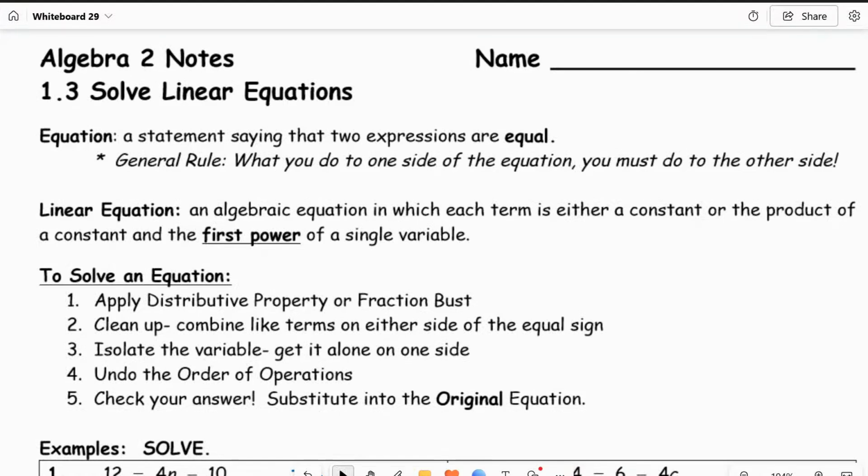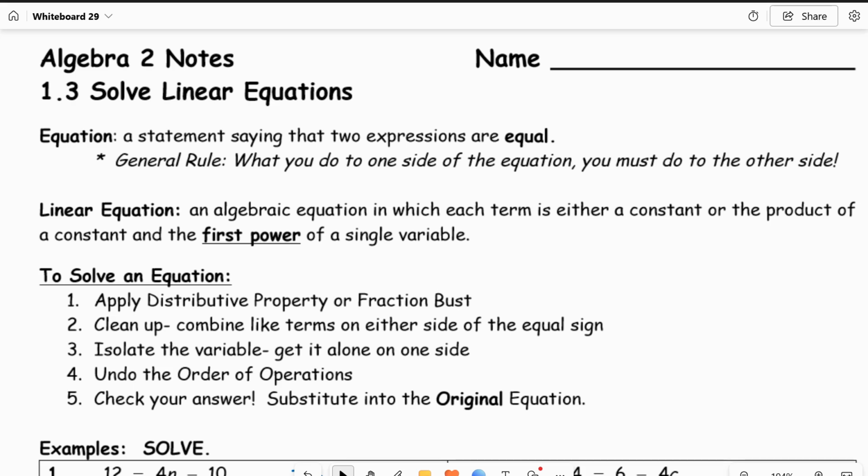Linear equations. You guys did a lot of this in Algebra 1. So remember, an equation is a statement saying that two expressions are equal. Remember the general rule, what you do to one side, you must do to the other. A linear equation is an algebraic equation in which each term is either a constant or a product of a constant in the first power of a single variable. So essentially, what that is saying is that we are only going to work with variables of the first power.